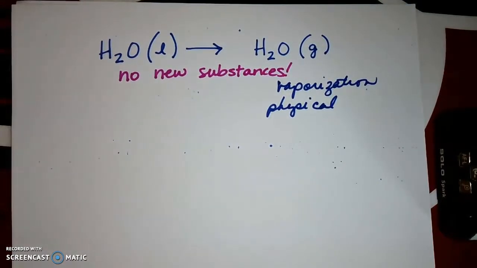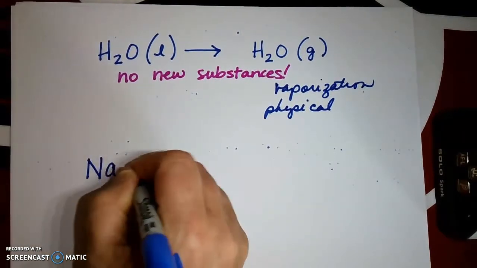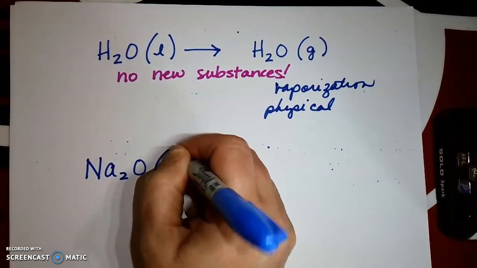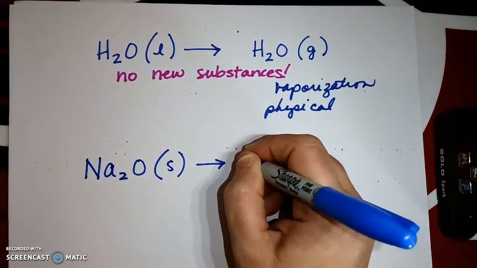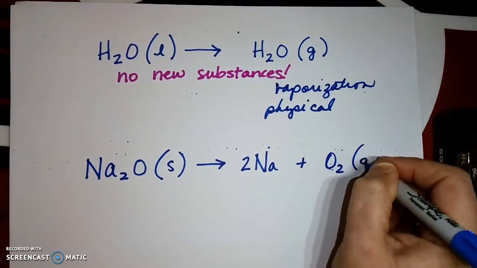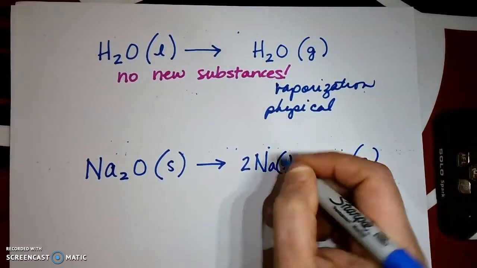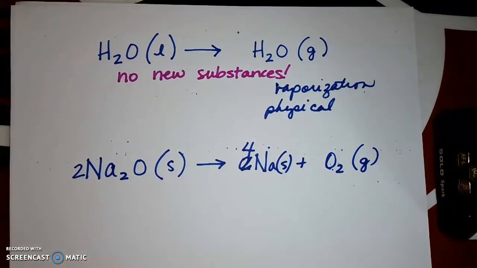And then you might have something like sodium oxide breaking down into sodium and oxygen gas. And actually, if I'm going to balance it, that would be a 4, would be a 2. Okay, we're not worried about balancing it really yet.